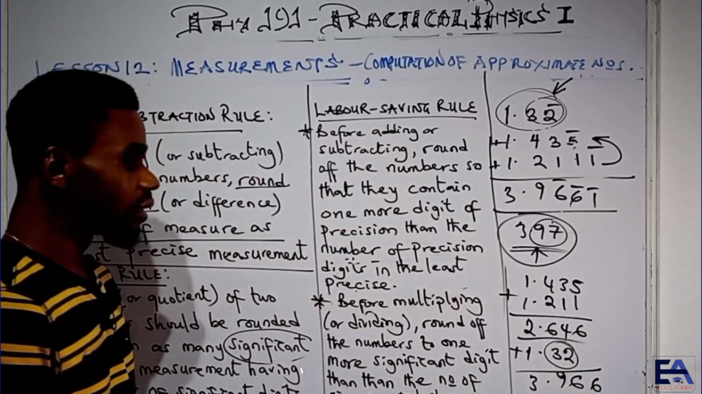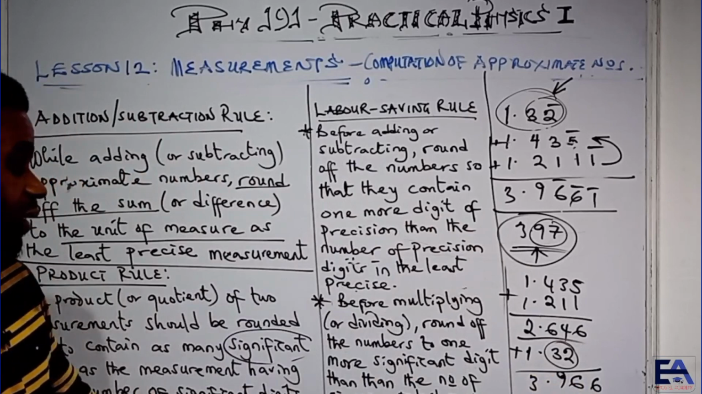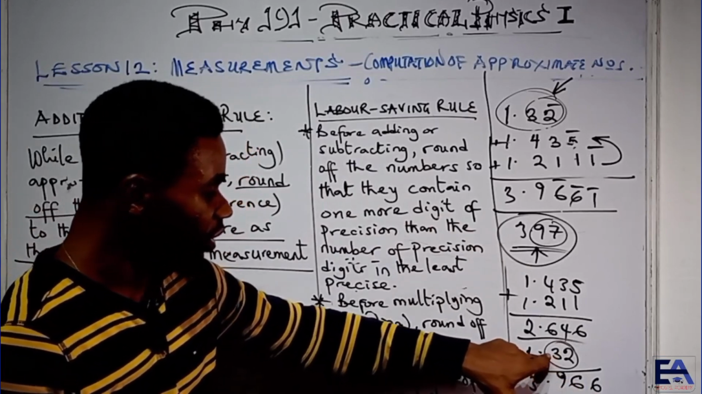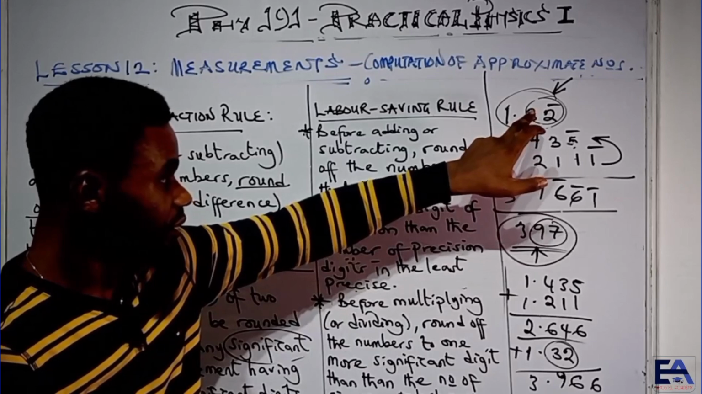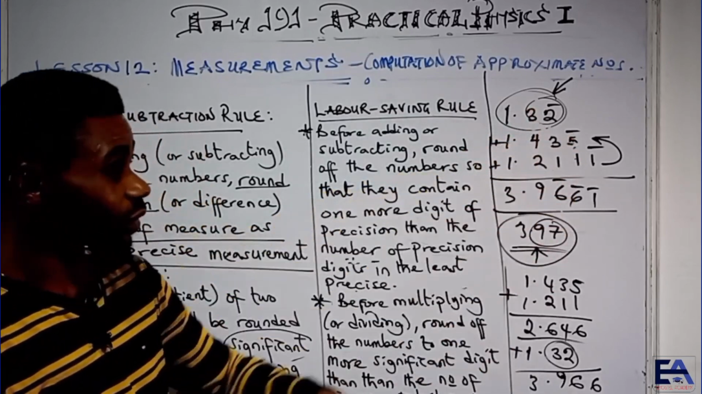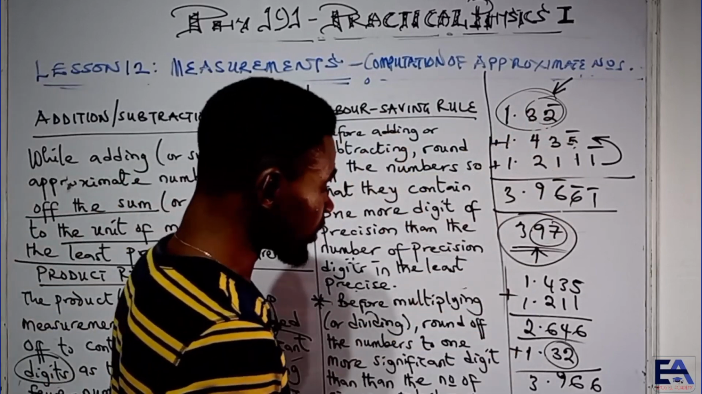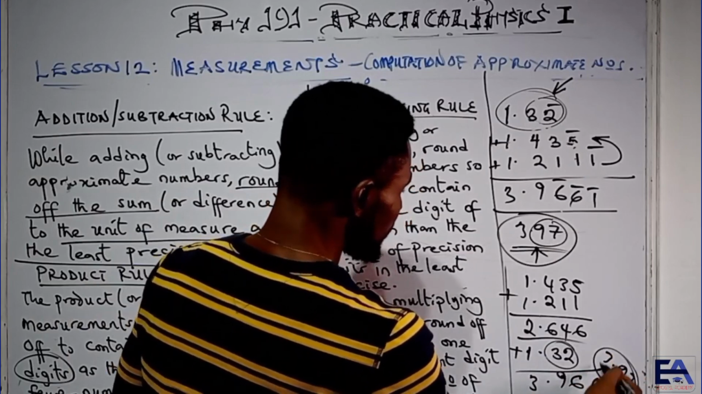So this is 3.966. So the 3.966 now, at the end of the day, you round it up so that it's going to have the same number of unit of measure, okay, or number of decimal places as the smallest one. So at the end of the day, the answer is 3.97. Do you get it now?